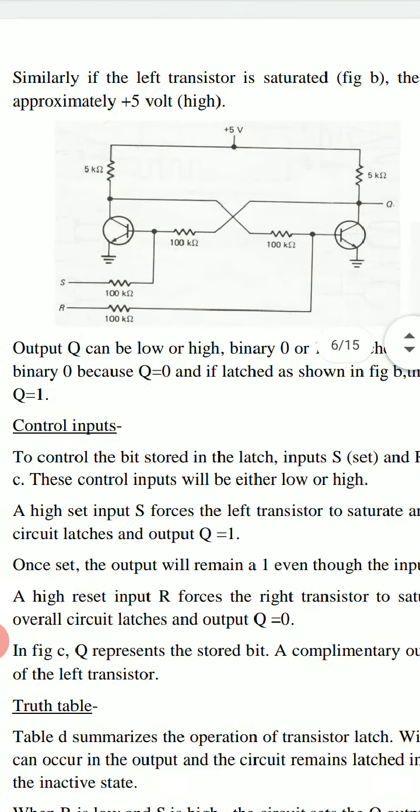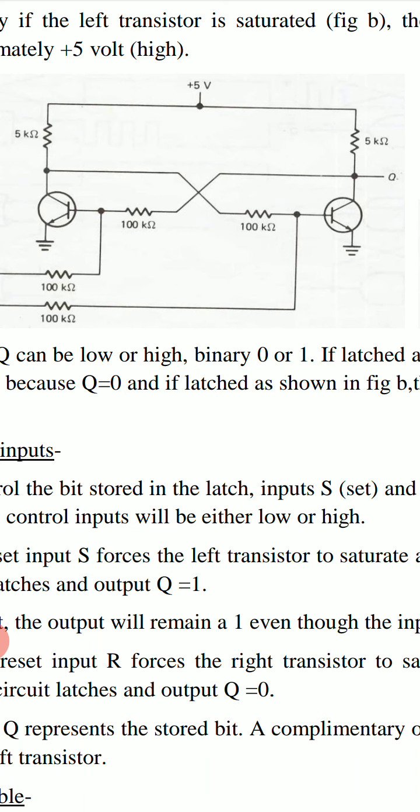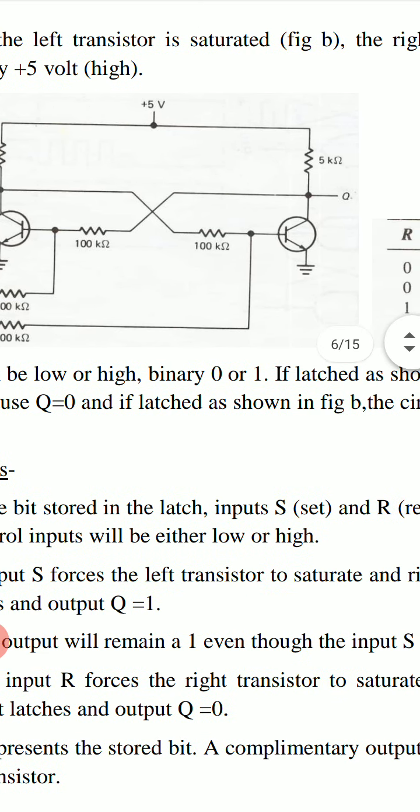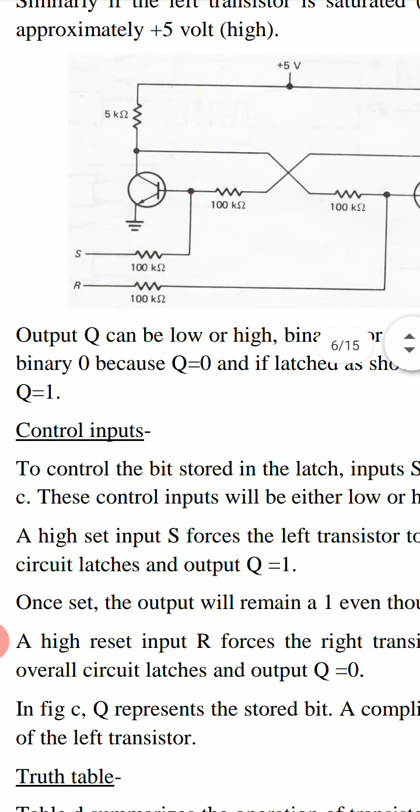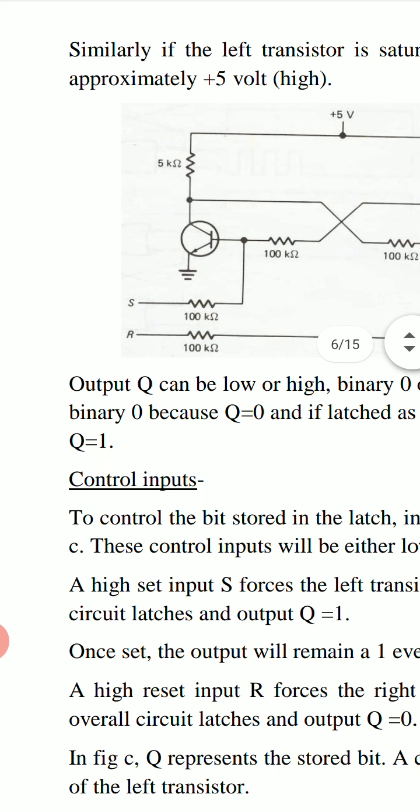If we want the output at the collector of the left transistor, then it will be Q bar. It will be the complement of Q. If Q is 0, if the output of the right transistor is 0, then the output of the left transistor at its collector will be 1. If the output obtained at the collector of the right transistor is Q, the output obtained at the collector of the left transistor will be Q bar.